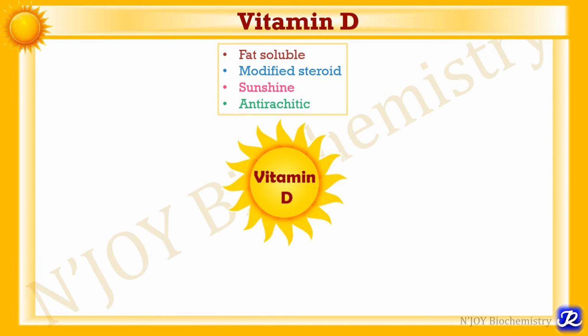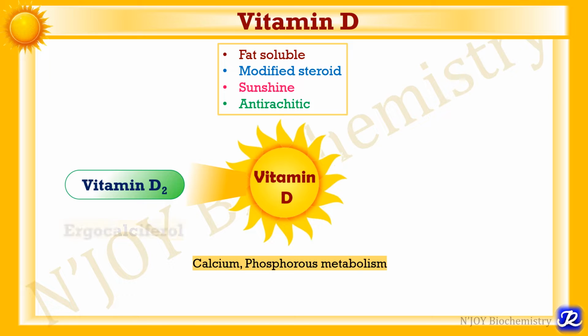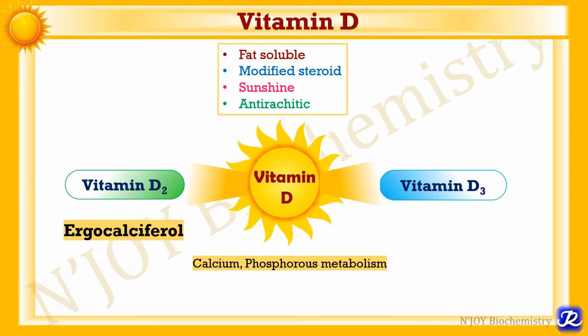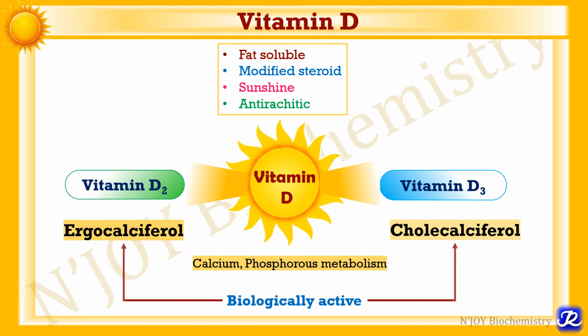Vitamin D is a fat-soluble vitamin which is a modified steroid. It is also called the sunshine and anti-rachitic vitamin. This vitamin plays a very important role in calcium and phosphorus metabolism. Vitamin D2 is called ergocalciferol and vitamin D3 is called cholecalciferol. Both ergocalciferol and cholecalciferol are biologically active forms of vitamin D.